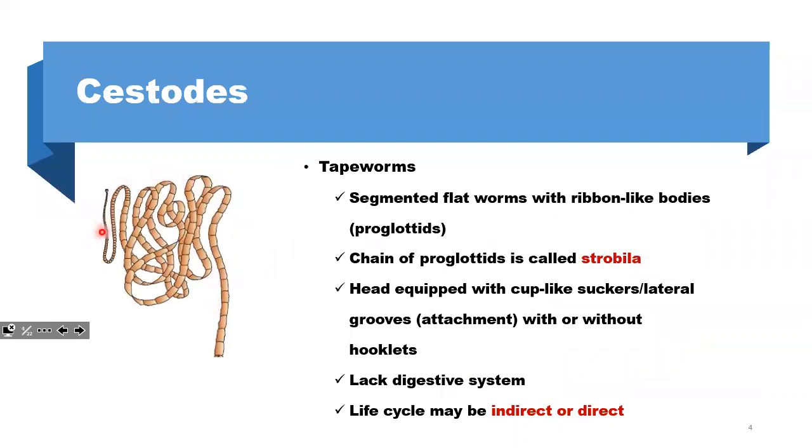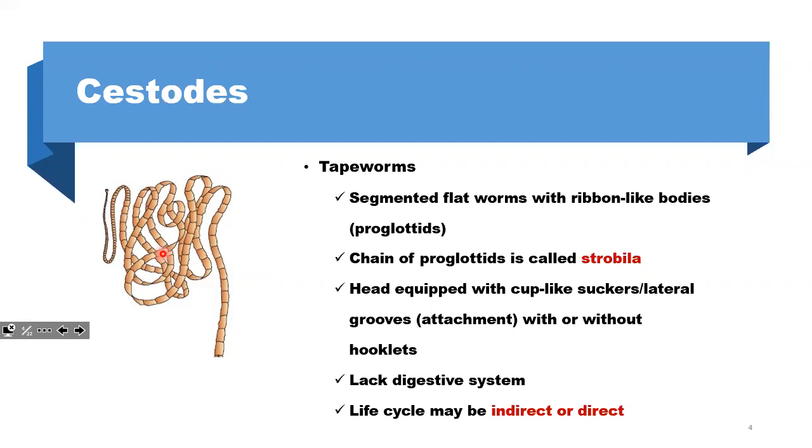Now, looking at this, what does this look like to you? If you don't know anything about cestodes, you don't know anything about platyhelminths. An earthworm looks roundish. What does this look like? Just look at it. A tape measure. So that's why they're also referred to as tapeworms.